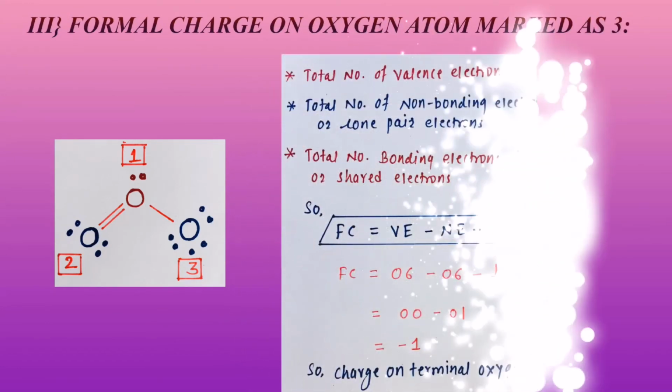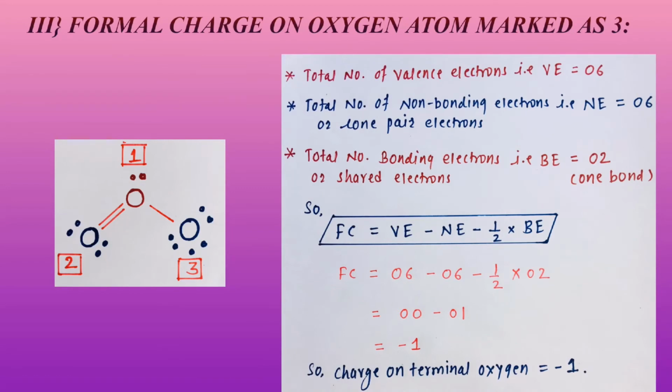Now let us calculate the formal charge on the terminal oxygen atom marked number 3. Again, the total number of valence electrons in the oxygen atom equals 6. Therefore the value of V equals 6. Then next, the non-bonding electrons, or the lone pair electrons, equal 6, as there are 3 lone pairs of electrons on that oxygen atom. Therefore the value of Ne equals 6. The total bonding electrons, or the shared electrons, equal 2, as there is a single bond with the central oxygen atom. Therefore the value of Be equals 2.